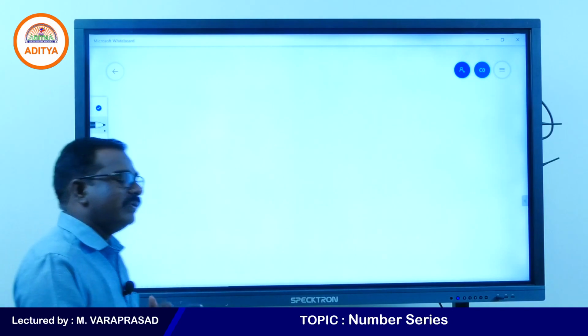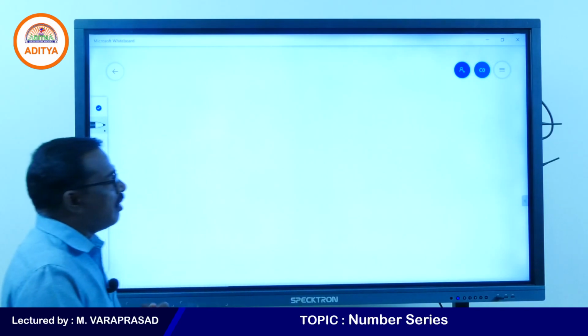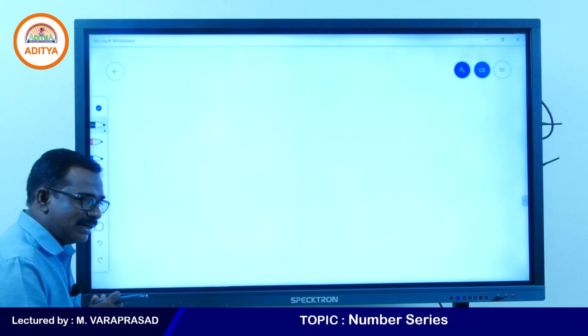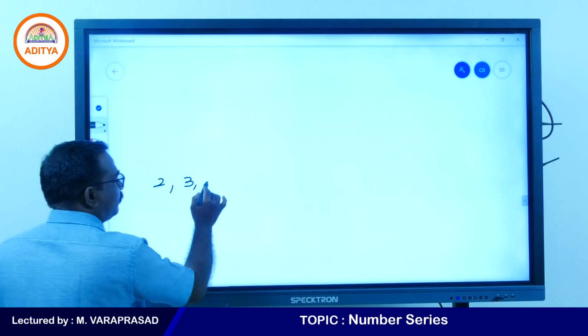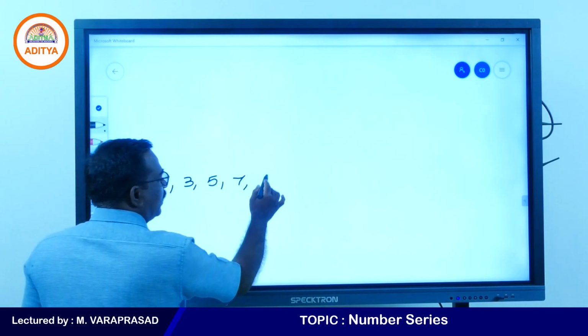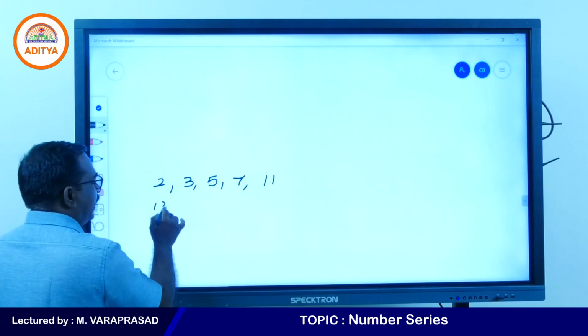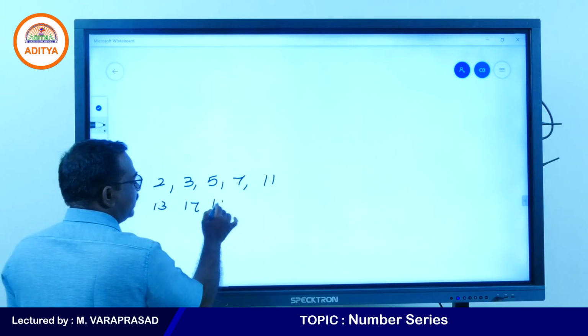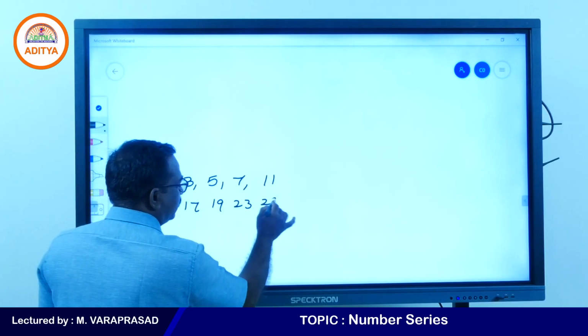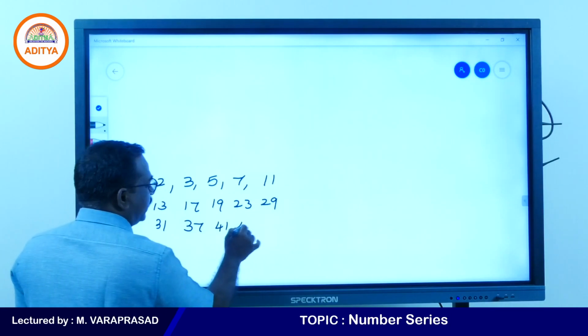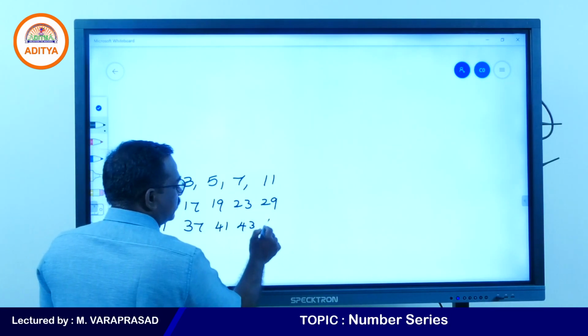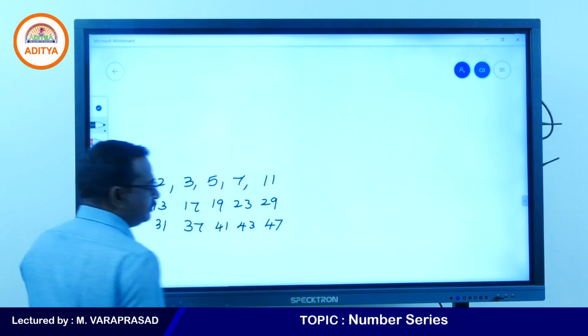Number series topic we are doing. Today we discussed all prime numbers. So what are the prime numbers here? 2 is the first prime number, then 3, 5, 7, 11, 13, 17, 19, 23, 29, 31, 37, 41, 43, 47.